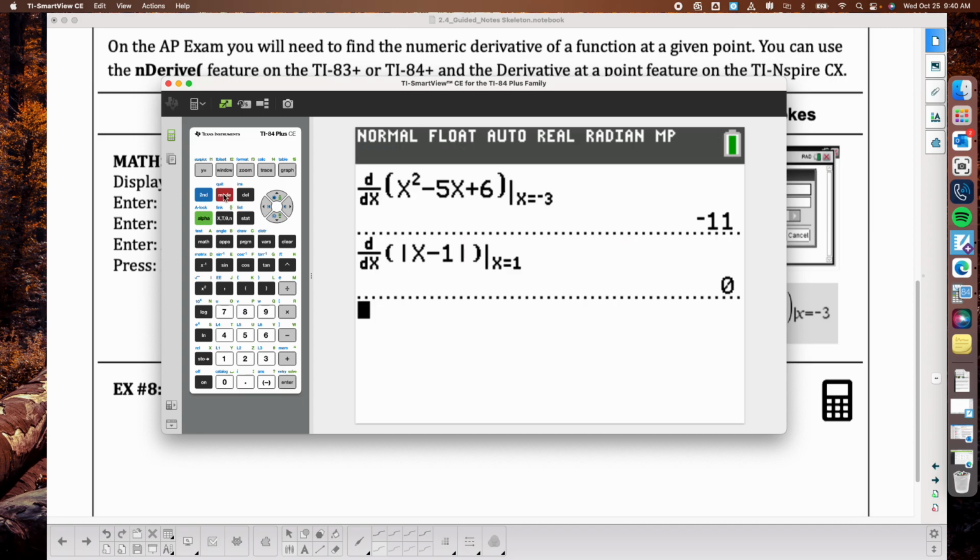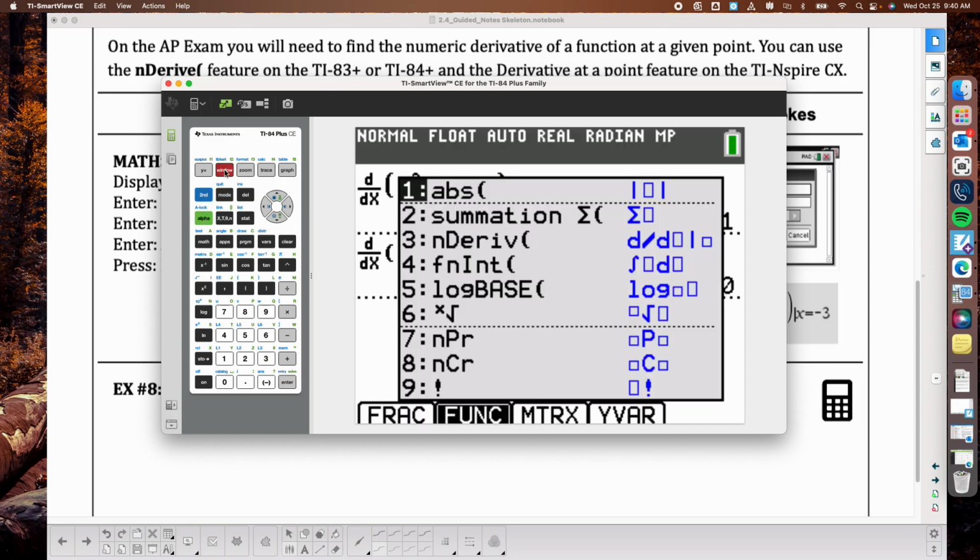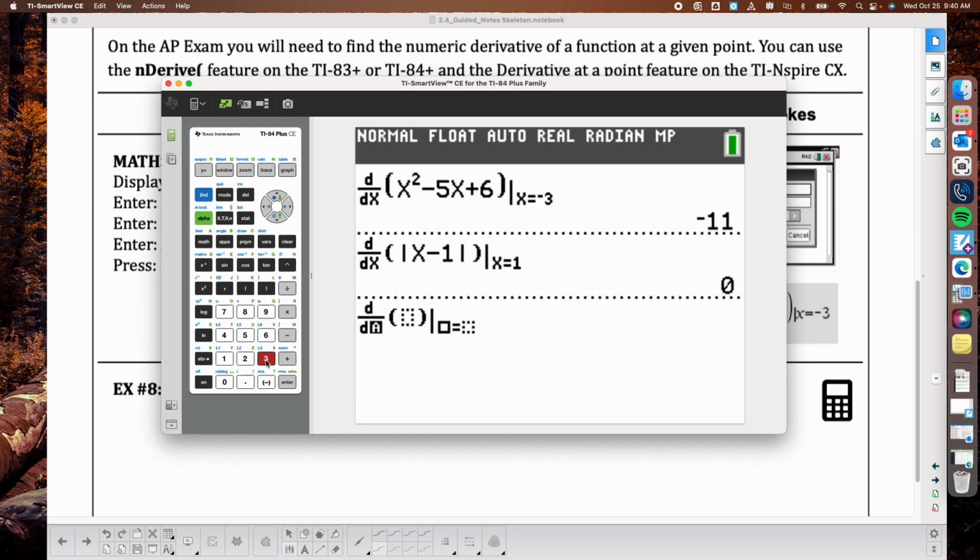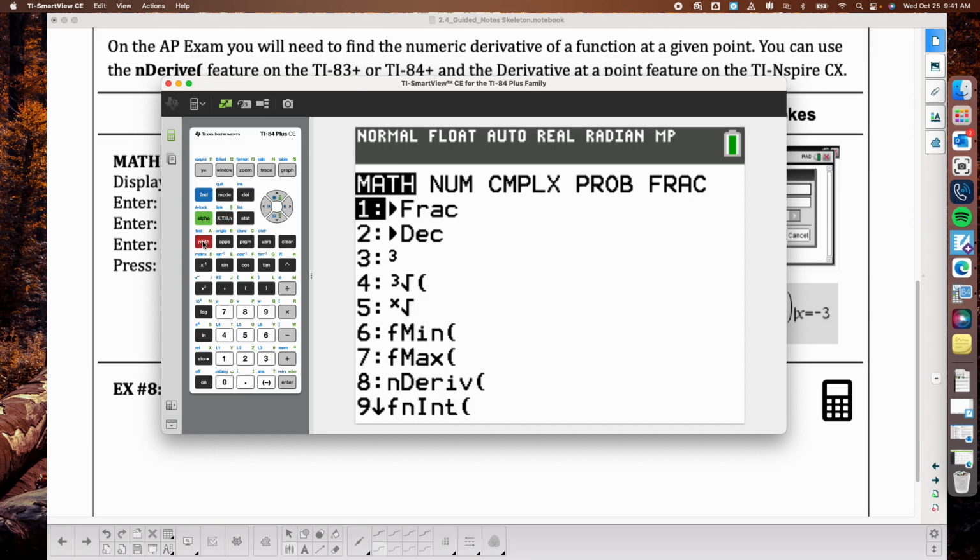Okay, what was the next one? Cube root of x? And then this one was supposed to be undefined because it was vertical. I'm not actually sure what the answer is going to be. It's probably going to be scientific notation or something. Cube root of x is under math. And then it is number 4 or number 5.